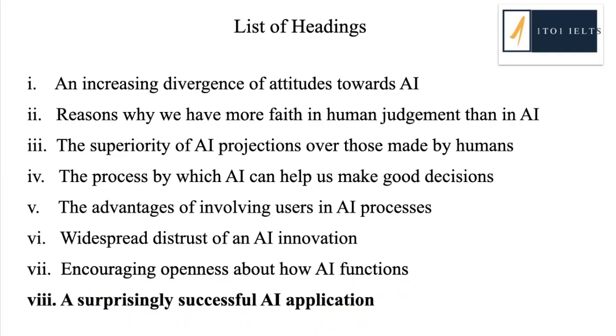Moving on to 8, it says a surprisingly successful AI application. Once again, the article here is incredibly important. It says a surprisingly successful AI application. That means we are just talking about one. We're going to be talking about an application where something went really well, maybe shockingly successful. So people did not think it was going to work. So these are our 8 options.